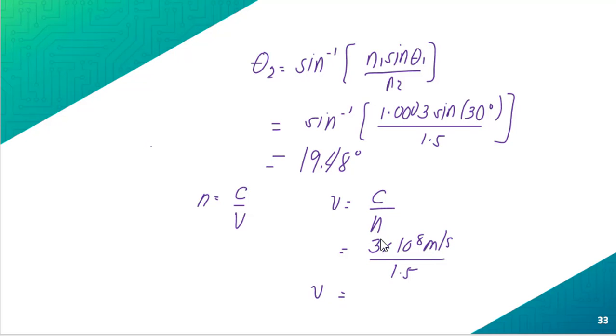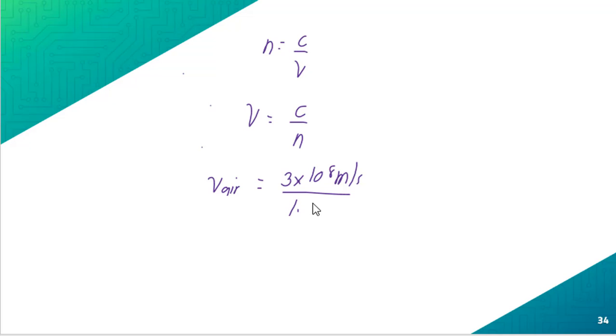So the velocity in glass is equivalent to 3 times 10 to the 8 divided by 1.5, which is equal to 2.0 times 10 to the 8 meters per second. So that is the velocity of light in the glass. Okay, so we have here the velocity in glass, but we want to look for the change in speed. So let's also solve for the velocity in air, wherein n is equivalent to 1.0003.